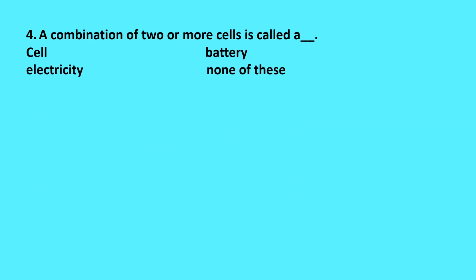Question number 4. A combination of two or more cells is called a. When we combine two or more cells, what is it called? It is called a cell, electricity, a battery or none of these. So when we combine two or more cells, this combination is called a battery. The correct answer is battery.